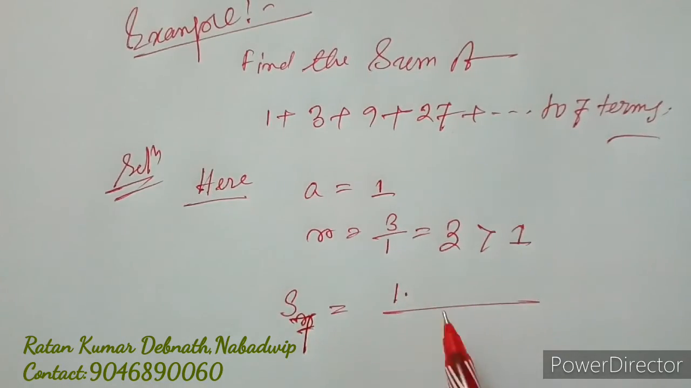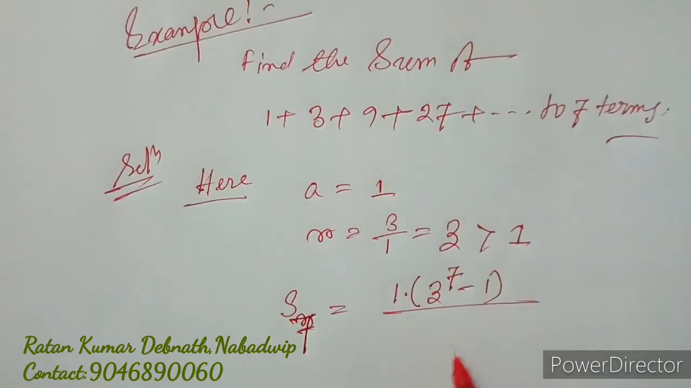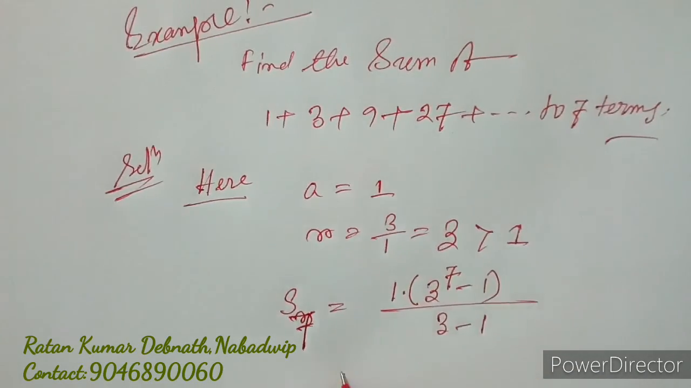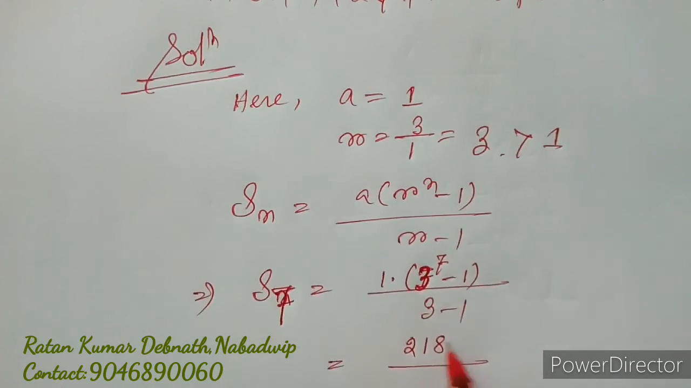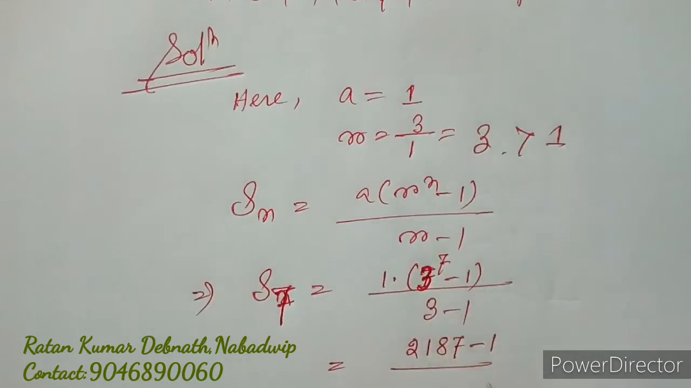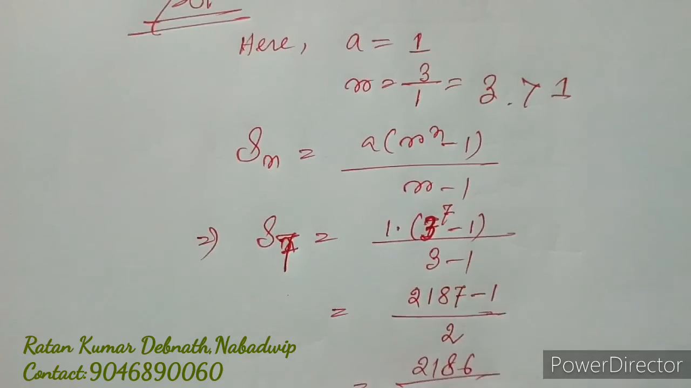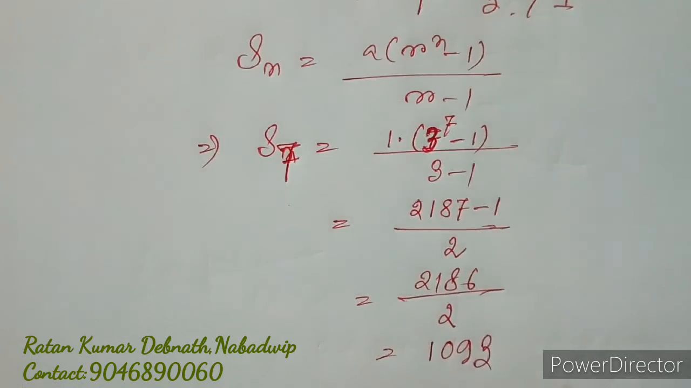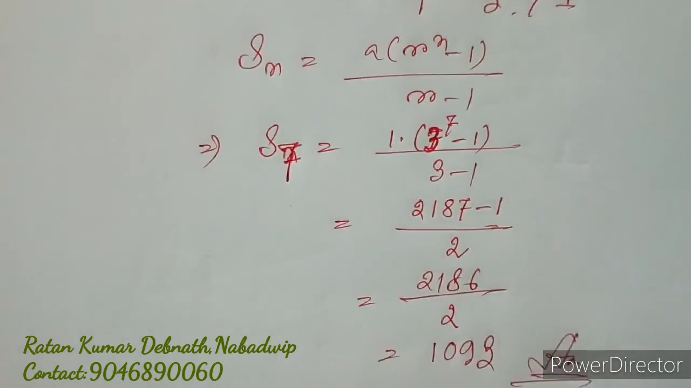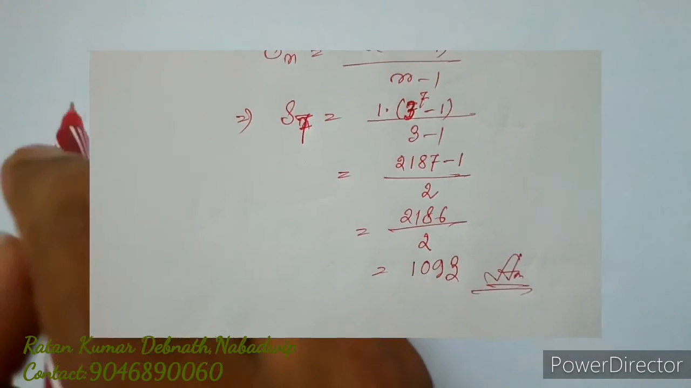S7 equals 1 into 3 to the power 7 minus 1 by 3 minus 1. 3 to the power 7 means 2187, minus 1, by 2. That is 2186 by 2, which is 1093. So we got the sum of 7 terms.